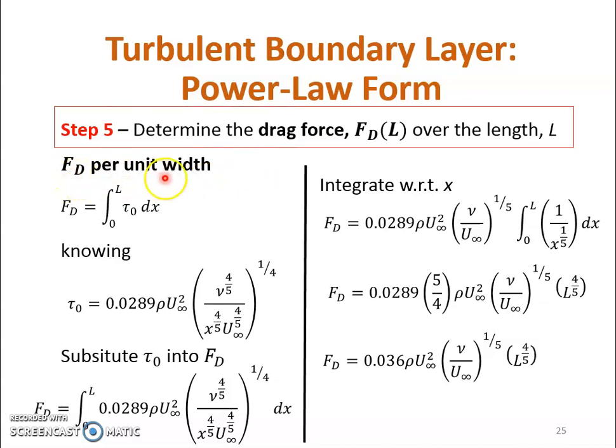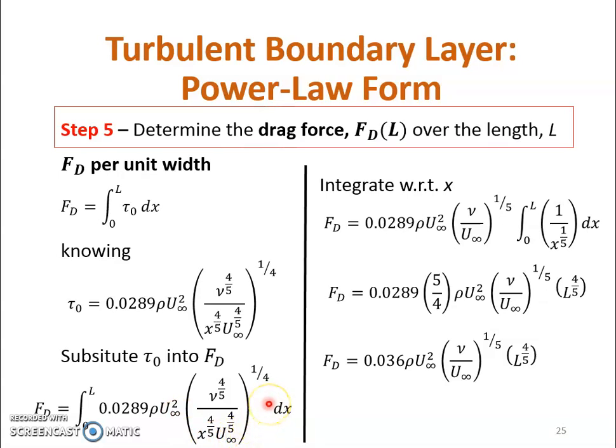So we need to get the FD, the drag force per unit width. So we come with the integration of the tau naught dx from 0 to the L. Previously we know the tau naught equation, so we can write in terms of this tau naught equation, and we substitute the tau naught into the FD equation here. So we can get this expression.